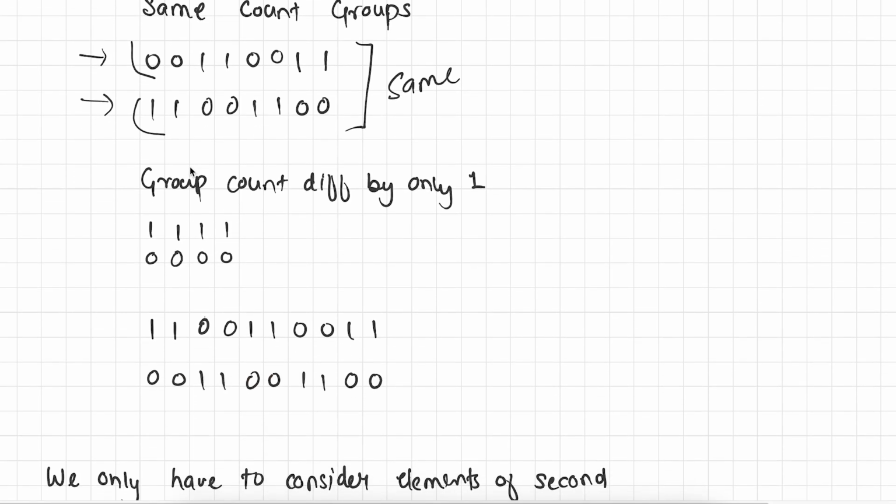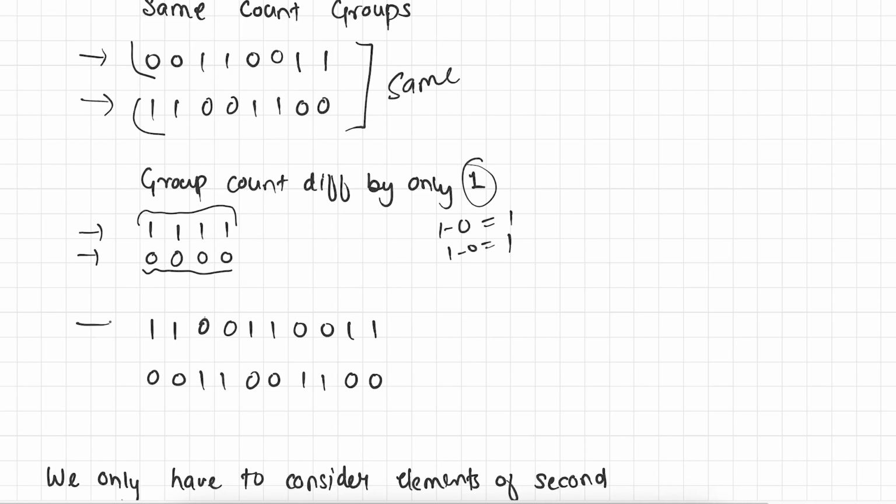Now moving to next observation, if we have arrays like this 1 1 1 1 and 0 0 0 0. So here you can see that the count of groups of ones and zeros differ by 1. Why? Because the count of groups of 1 here is 1 and count of groups of 0 is 0. So 1 minus 0 is equal to 1. And here the count of groups of 0 is 1 and the count of groups of 1 is 0. So here also 1 minus 0 is equal to 1. But here as we can see that all the elements are 1, so we do not have to flip any bits. And here also we do not have to flip any bits to make all the elements same.